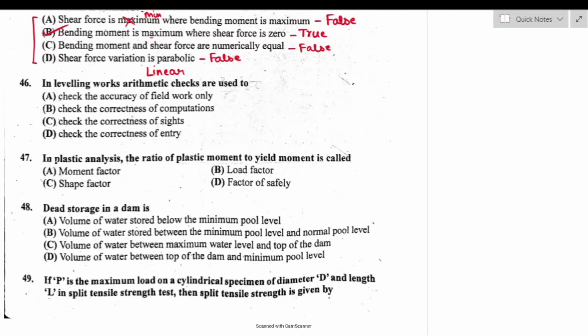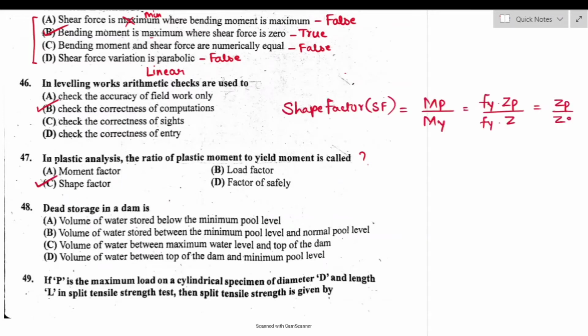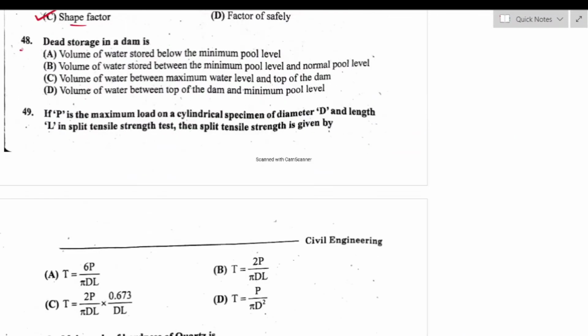Question number 46. In leveling work, arithmetic checks are used to. Arithmetic checks are used for checking the correctness of computations. Option B is the right answer. Question number 47. In plastic analysis, the ratio of plastic moment to the yield moment is called. The ratio of plastic moment to the yield moment is defined as shape factor. Option C is the right answer, where the shape factor is the ratio of plastic section modulus to elastic modulus of the section.